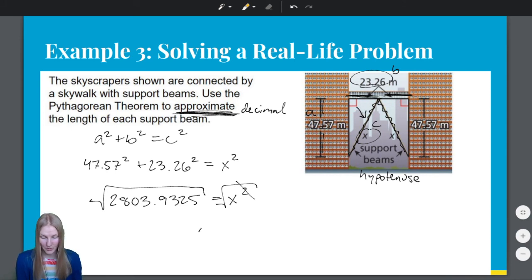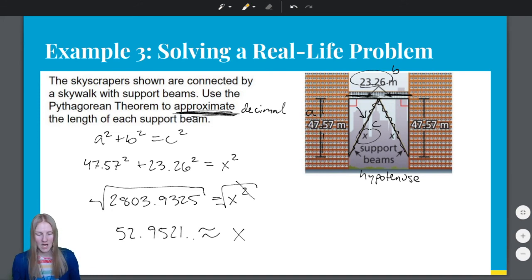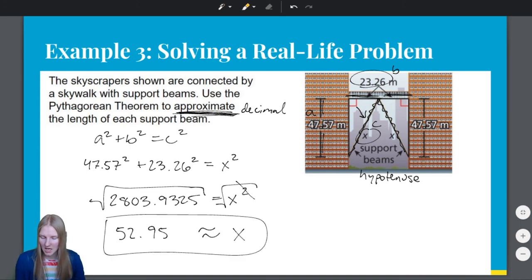And what do we get? We get approximately, remember we're going to use that squiggly equal sign, approximately 52.9521 and so on. It doesn't say what to round to. It doesn't say to round to the nearest tenth, to the nearest hundredth. When in doubt, I like to round to the nearest hundredth, 2 decimal places, because then if they wanted the nearest tenth, it's not hard to round up from there. Okay? Ta-da! And there's the length of our support beam, because the support beam was x. And we found what x was.